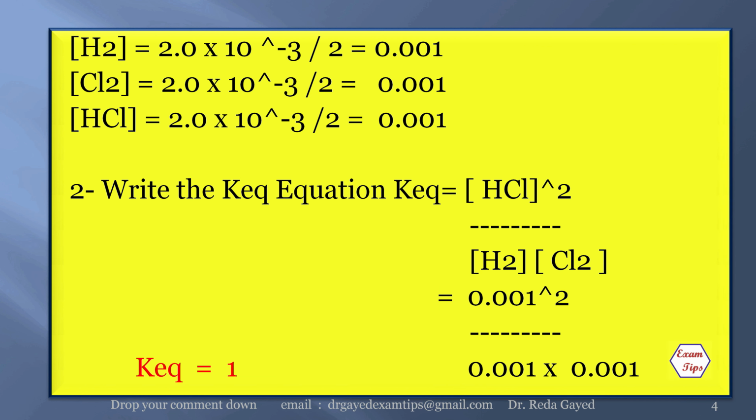Here is the concentration of hydrogen, the concentration of chlorine, the concentration of HCl. It is 2 to the power of -3. But we divide all of them over 2. Why over 2? Since it is mentioned that it is in a 2-liter flask.